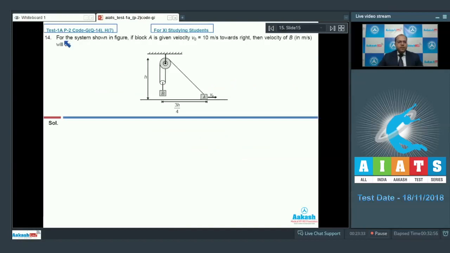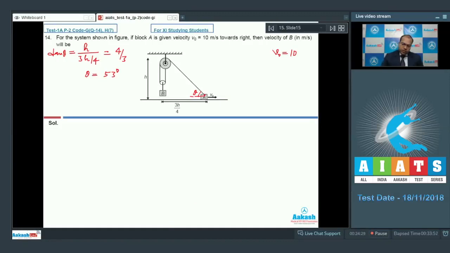In question number 14, for the system shown in figure, if block A is given velocity V0 equal to 10 meter per second towards right, then velocity of B in meter per second will be. So it is given in the question, the value of V0 is 10, and at this moment, let theta be the angle with the horizontal, then I can calculate this tan theta. Tan theta is equal to h divided by 3h by 4. So it comes out to be 4 by 3. So from here, I can calculate the value of theta, and it comes out to be 53 degree.